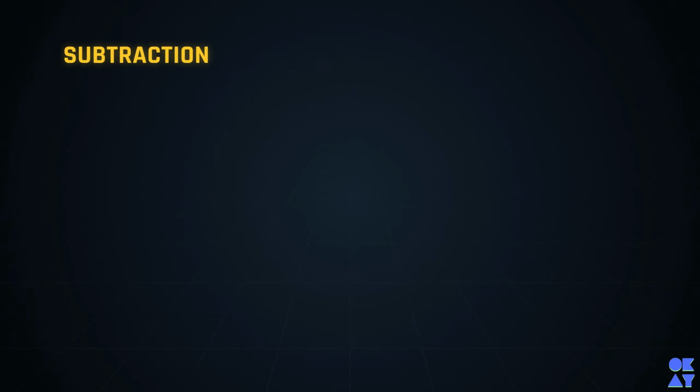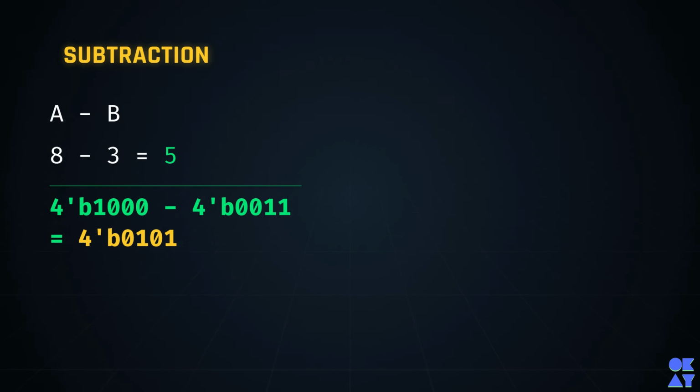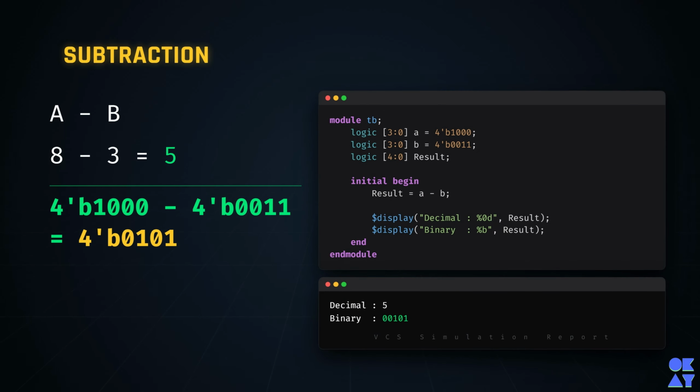Subtraction. Now let's do subtraction. A minus B, that is 8 minus 3. The result is 5. In binary, that is 4-bit 0101. And if you look at the output, it matches perfectly.